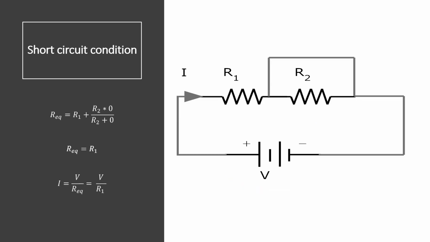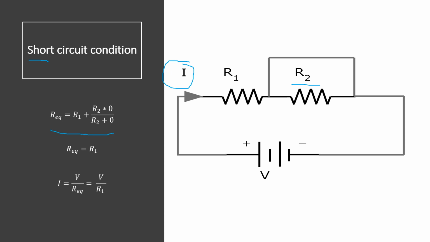Now the next condition is the short circuit condition. In short circuit condition, it may happen that any of the resistances get short circuited. Here R2 is getting short circuited using this wire. So what will be the effect of this that we have to analyze? We want to find the current equation. So for that we will first of all find the R equivalent of the network.